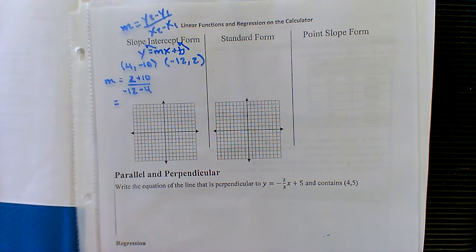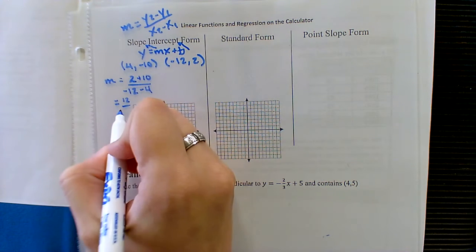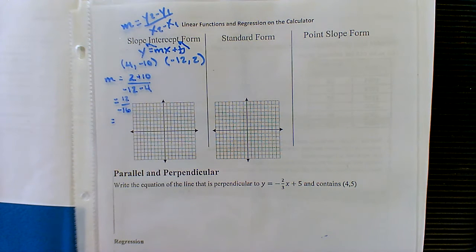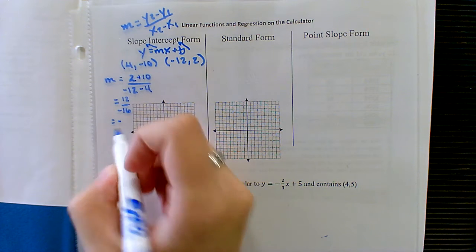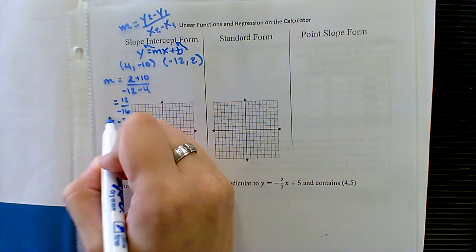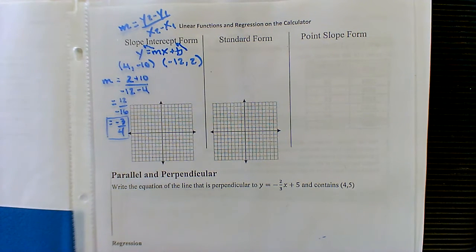All right, so up top we have 12. On the bottom we have negative 16. Can we reduce or simplify that? Negative 3/4. Thank you. All right, so there's our slope, our rise over run.